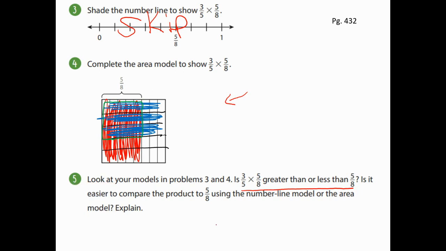So let's get down here to our question. 3 fifths times 5/8. Is it greater than or less than 5/8? So we're looking at the number 5/8, and we're multiplying it by 3 fifths. Well, 3 fifths is less than 1, so the answer has to be less than 5/8. So if you wrote less than 5/8, hey, you're right on.